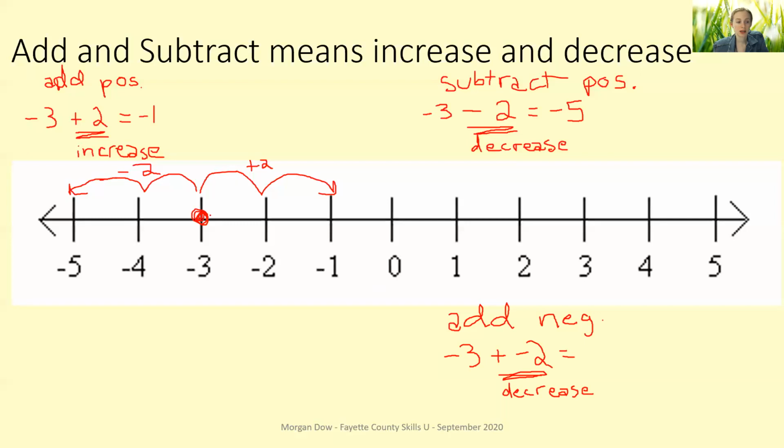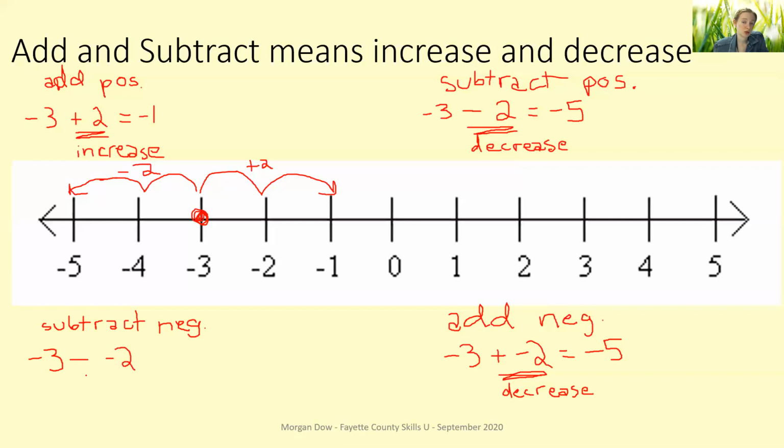So starting at -3 and decreasing 2 spaces will make us land at -5. And now finally, when we subtract a negative number, I'm going to take the same starting point, and instead of subtracting 2, I'm going to subtract -2.